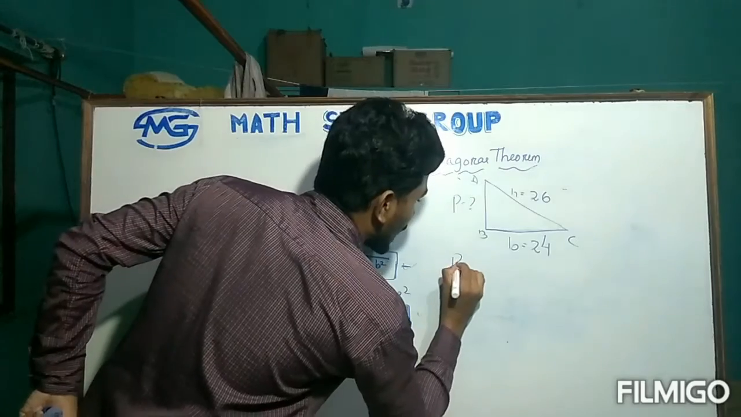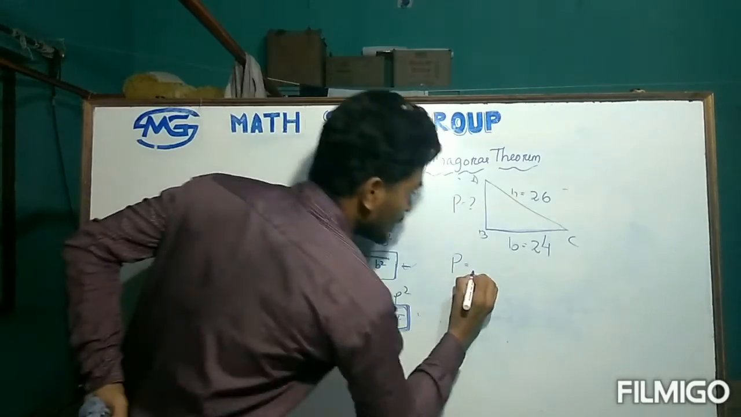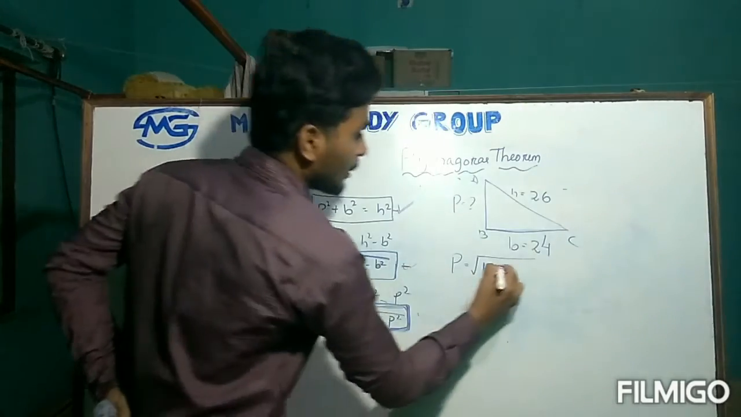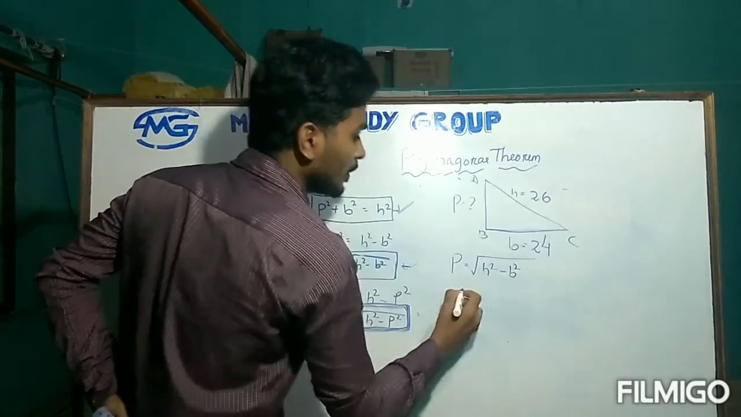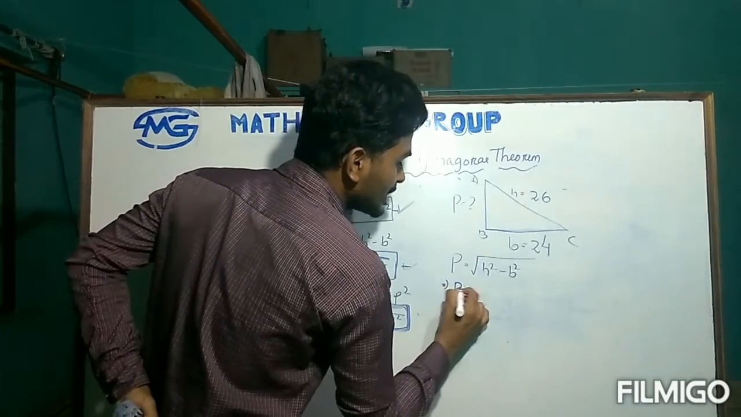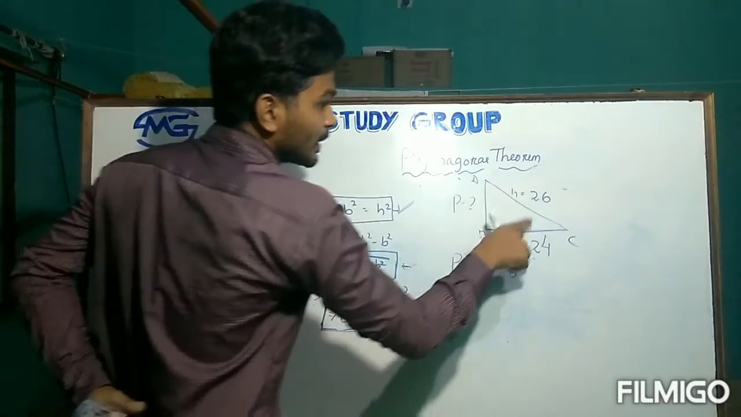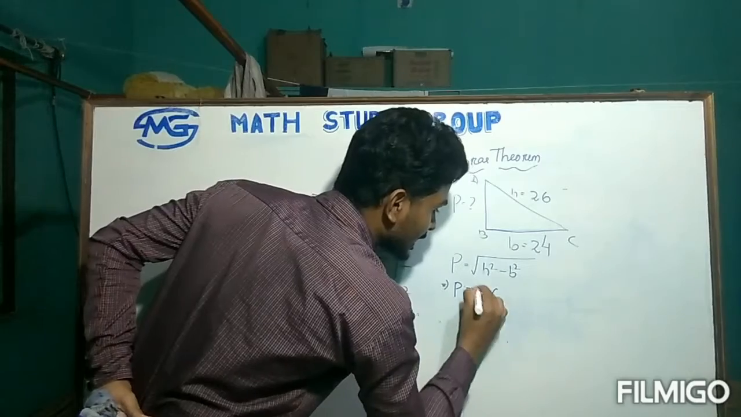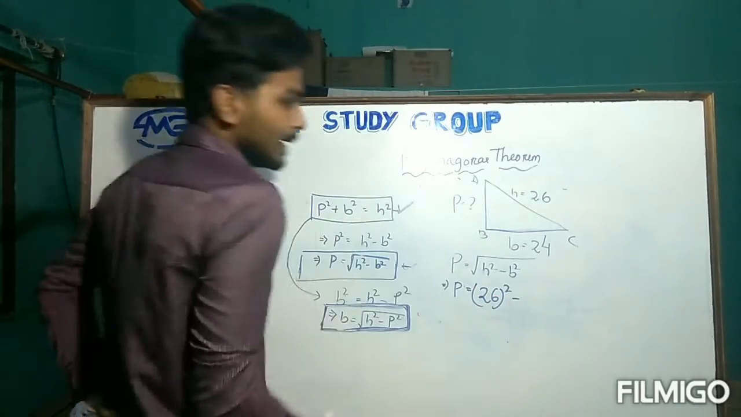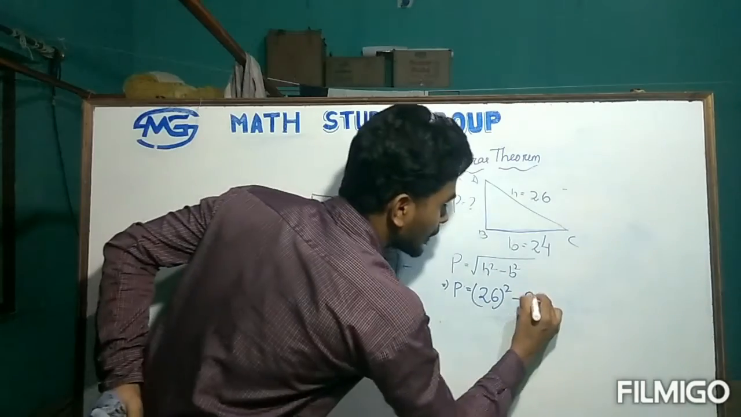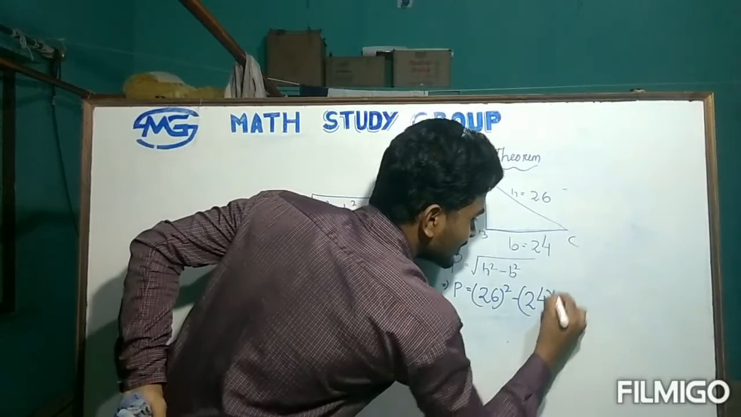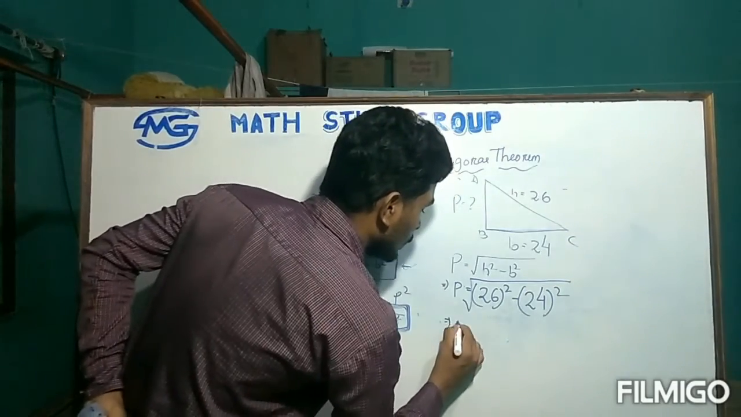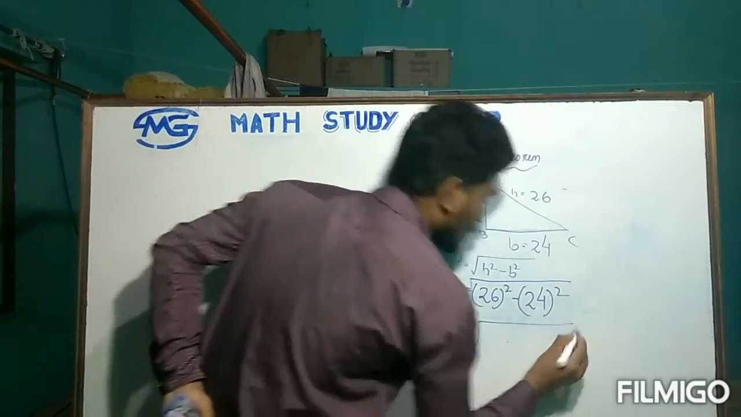Let's put in the formula. P is equal to how much? P is equal to the square root of H square minus B square. So P is equal to the square root of, in the position of H we use 26 square, minus, in the position of B we use 24 square.